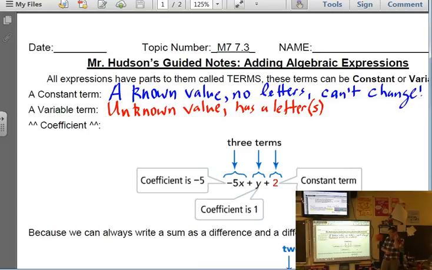Unknown has letters. I'm trying to think if there's anything else we need to say about a variable. Either of these could have powers, so let's just not say anything about powers. Let's move on to coefficient. What is the coefficient value? Hold on. Anybody else? We don't want to let Abby just run the whole show. All right. Help us with our vocab.